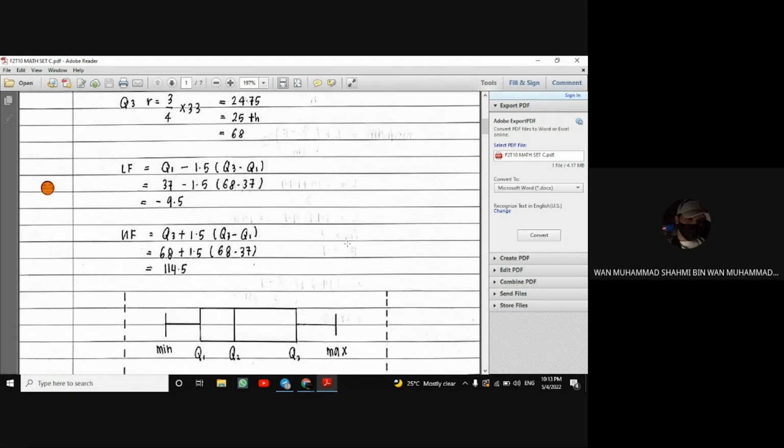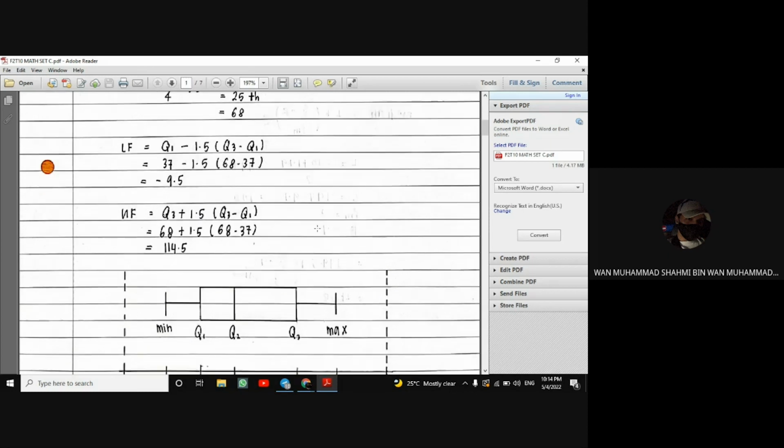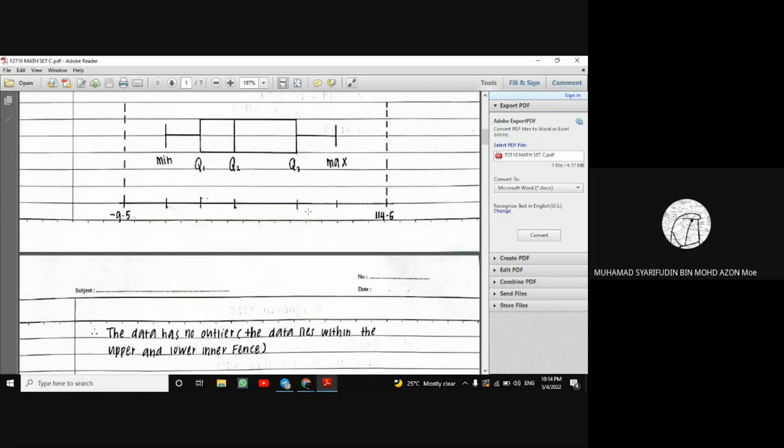Since the maximum and minimum values of the data are within the upper and lower inner fences, we do not have an outlier, right? Yes, you are right. Then we can conclude that the data is positively skewed because the right whisker is longer than the left whisker and the median is nearer to the first quartile. If the left whisker is longer and the median is near to the third quartile, the data is negatively skewed. Yes, I believe that you are right.